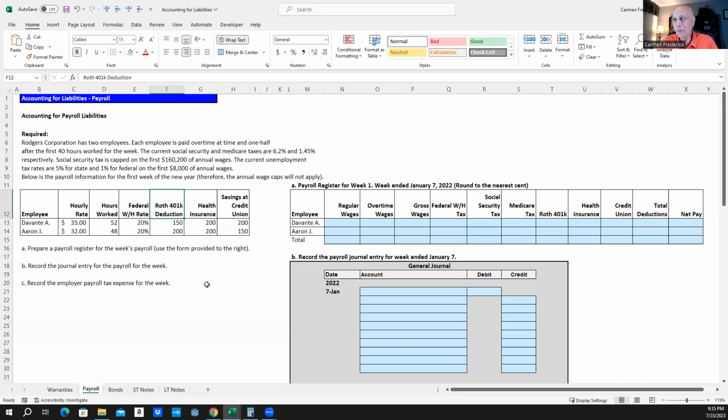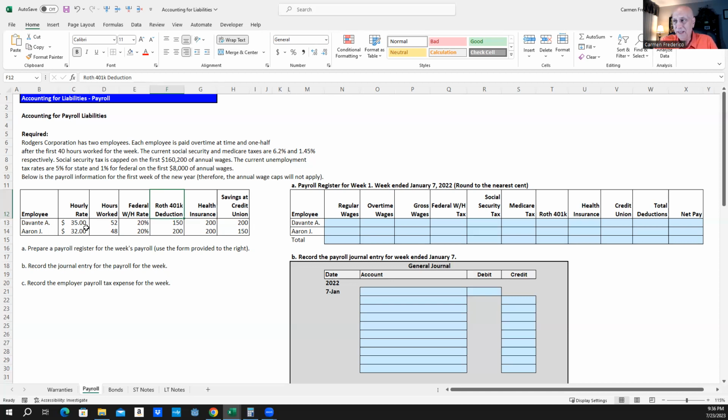Okay, so let's look at an example. I simplified this to make sure you understand the concept. It's just the first week of the year. So again, no annual wage caps will apply. Just try to keep it simple so you understand the mechanics. So here we have 2 employees for the Rogers Corporation, Devante and Aaron.